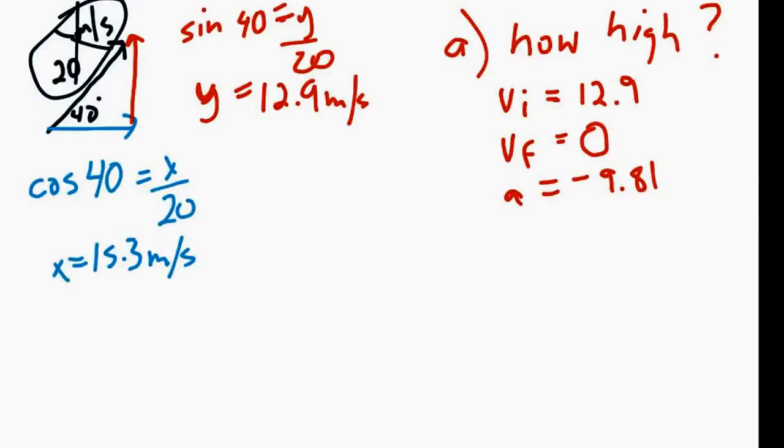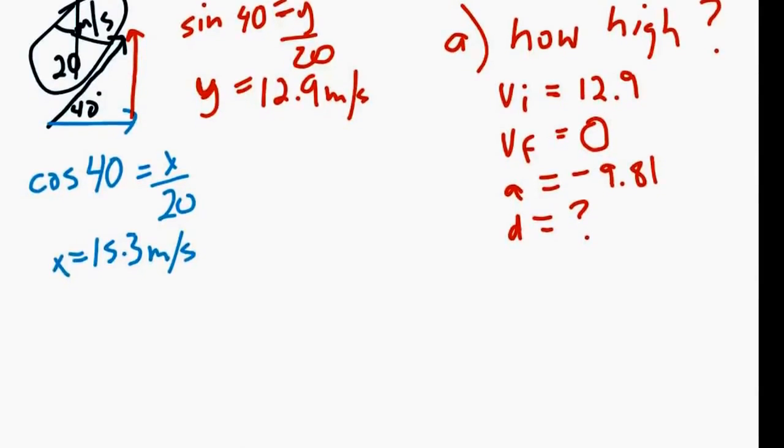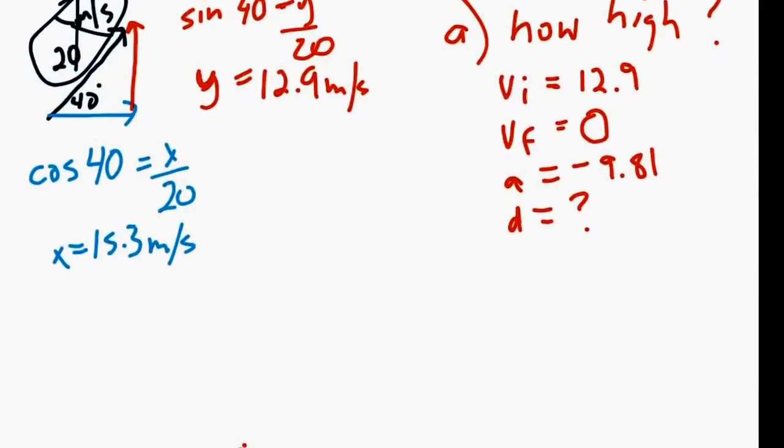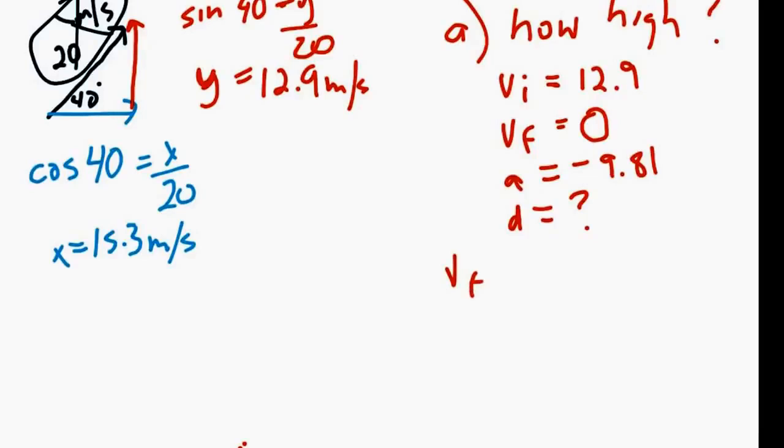And that's it. We can now solve for our vertical distance. Okay, so that's the first step, is get that distance. So the right formula will be VF squared equals VI squared plus 2AD.